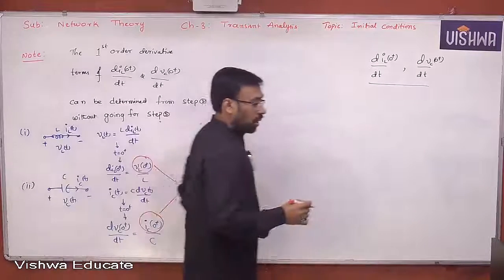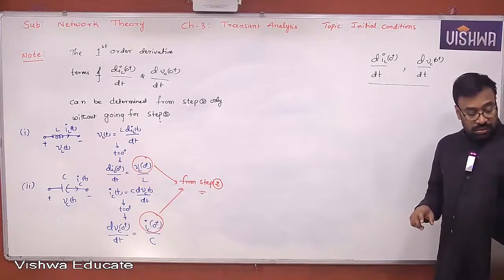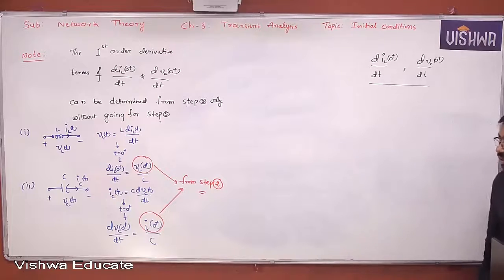From step 2 only. Please note down that. That's a very, very important point. So now onwards, for first order derivative terms, particularly when I is the current through the inductor and V is the voltage across the capacitor, let's find them without going for step 3, because step 3 will take a lot of time. So now you can make changes in the step-by-step approach.